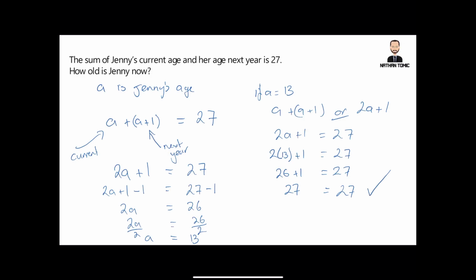So that is correct. We have, in fact, proved that if A is 13, that solves our equation. So we can say that the current age of Jenny is 13. And it is a worded question, so we should try to always provide a worded answer if we can. So Jenny's current age is 13. Okay, so that is solving that.